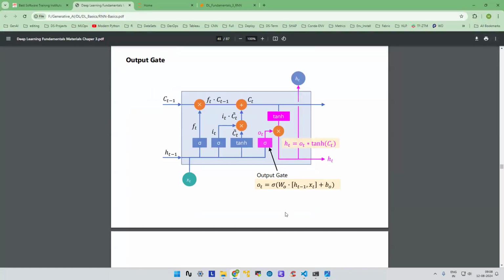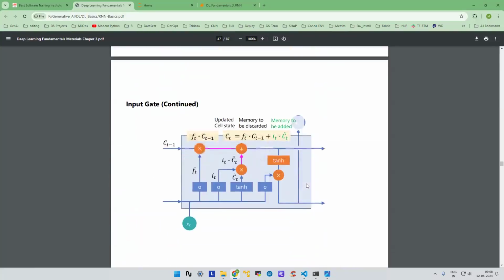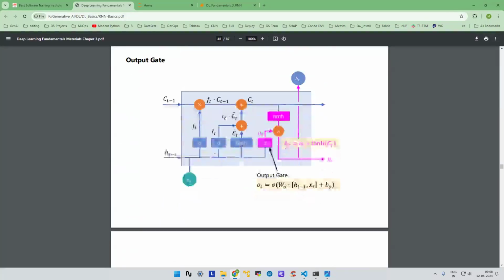So we need to continue, even for the output gate. The output gate is again a sigmoid activation function. WO is the weight for that particular output gate in that particular neuron, into HT-1 plus WO into XT plus BO. So this output gate and this cell state are going to be the final one. So HT equals OT into tanh of CT.